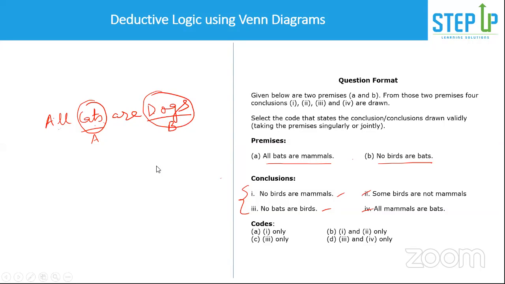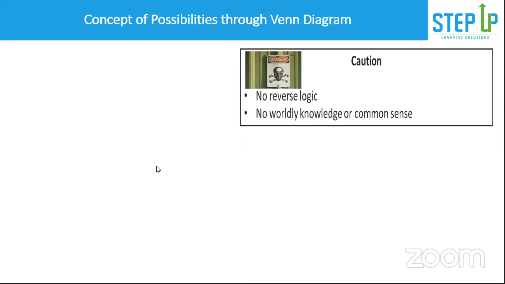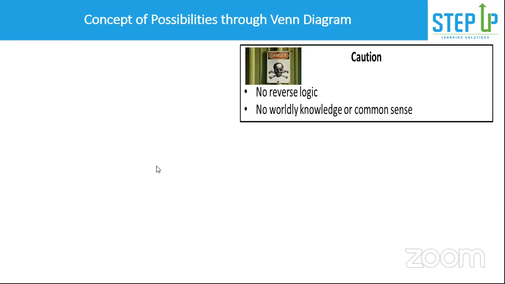So that means if somebody gives you a statement, you have to not use common sense and say no, this is not possible, all cats cannot be dogs. These are just deductive logic statements, just terms. The first caution that I want to bring to everybody's attention is do not use reverse logic. What does that mean? Reverse logic is if I say all A's are B's, you can't say therefore all B's are A's also. And we will explain in detail what it means.